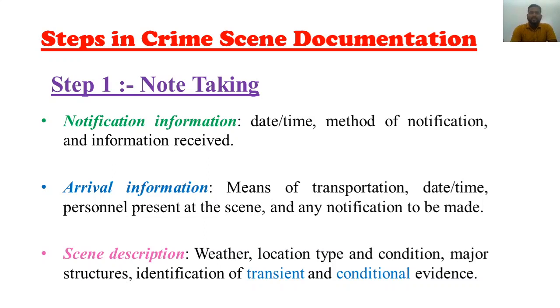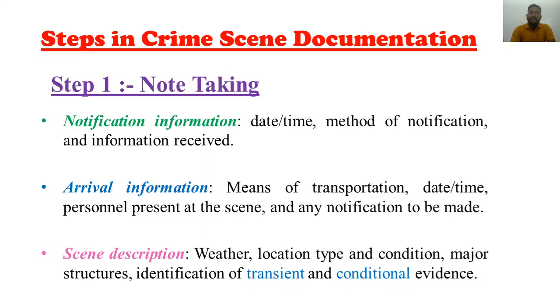So once the investigating officer has arrived on a crime scene, then his role is to note the date and time, also method of notification and information received. So he has to note who has called him and who has given the information and what kind of information he has received. All that information he has to mention in his note report. So that is notification information.